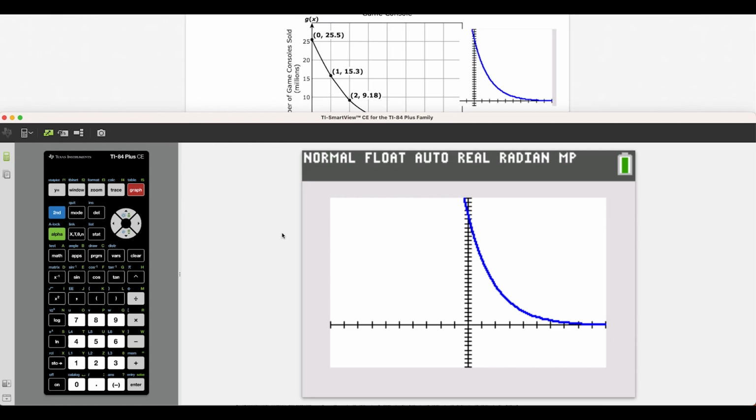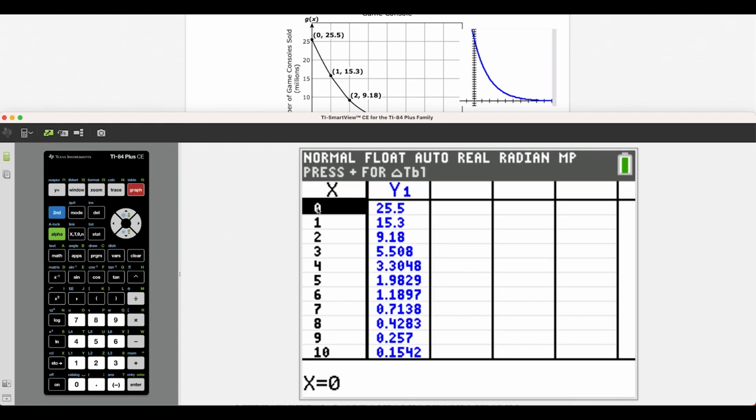So at first glance here, our answer is looking really good when we compare it to the actual question. But if I want to be 100% certain, I press second graph. And notice 0, we get 25.5. At x equals 1, we have 15.3. And when x equals 2, we have 9.18. So our answer is definitely checking out.